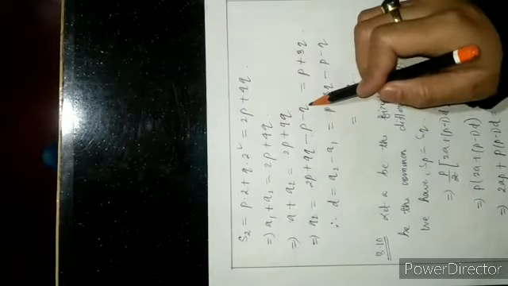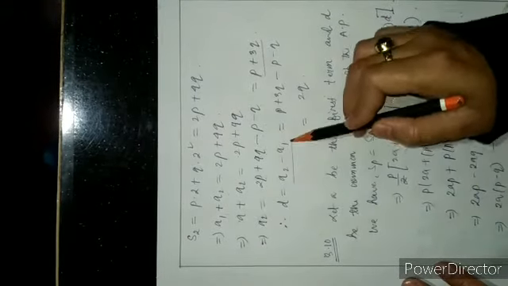A2 is given by 2 times of P plus 4Q minus A. Subtracting, the value of A is P plus Q, so minus P and minus Q. 2 times of P minus P leaves P. 4 times of Q minus Q leaves 3Q. So this is the second term.